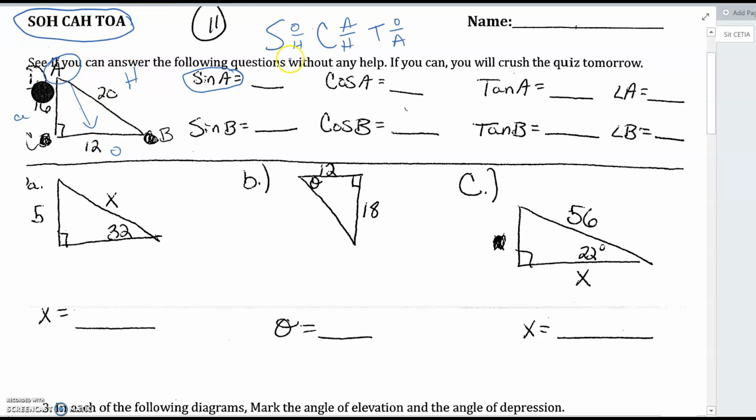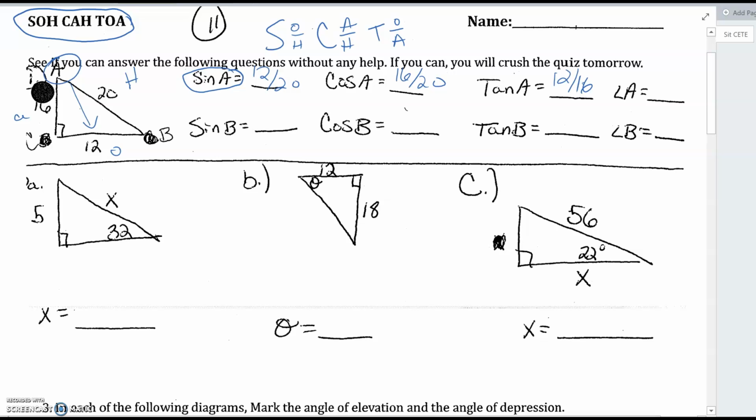Okay, sine is O over H, so that'd be 12 over 20. You can simplify it too if you want. Okay, A over H would just be 16 over 20. O over A would be 12 over 16.